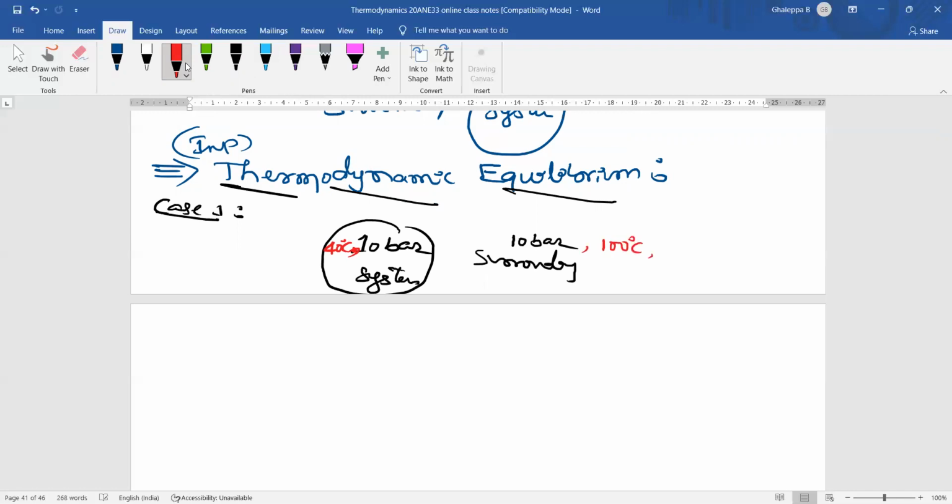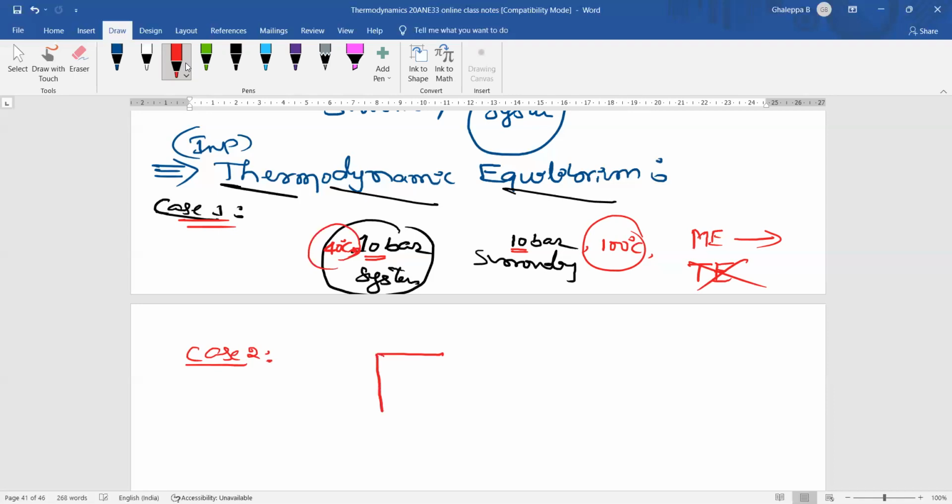Dear students, now you tell me, in case number 1, it is related to which equilibrium and it is not related to which equilibrium? Mechanical, it is related to mechanical, it is not related to thermal. Yes, very good answer. This system having pressure of 10 bar, surrounding pressure is also the same, so it is mechanical equilibrium. But when it comes to temperature, both system temperature and surrounding temperature are not the same. So it is not a thermal equilibrium. Let me take case number 2.